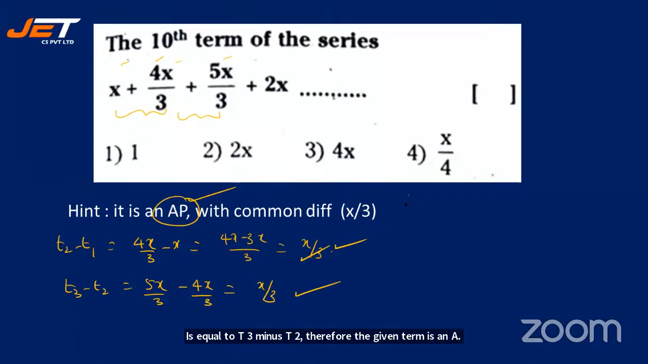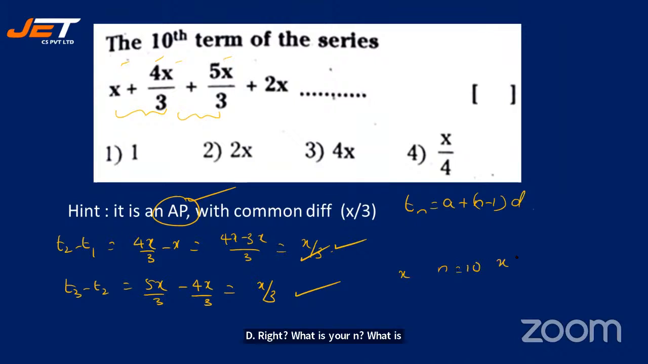Now, what is the 10th term? Tn equals a plus n minus 1 into d. Your a is x. What is your n? n is 10. What is d? x by 3. Yes, with this, quickly work out the answer and give me which option is right. Is it option 1, 2, 3, or 4? I think I've given you enough time.